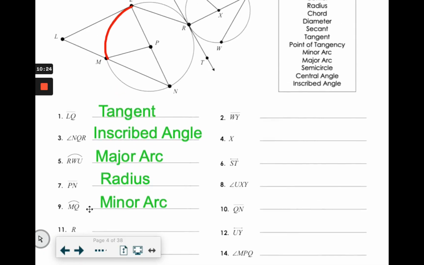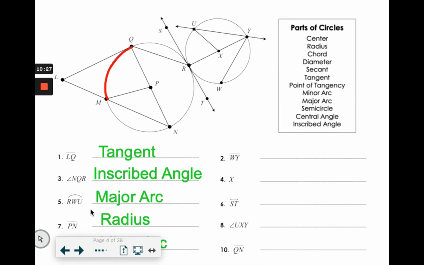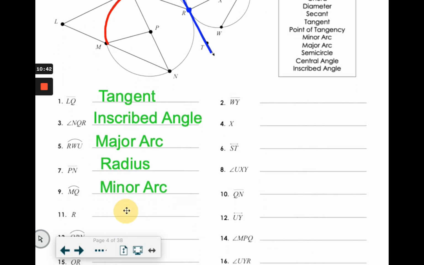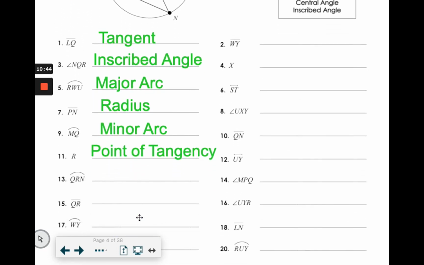Okay, R, just the point R. So this is just a dot. It's not the center of the circle, but what it is is a point where this tangent line comes through. It's the point where that blue line is hitting the circle. That makes it a point of tangency.